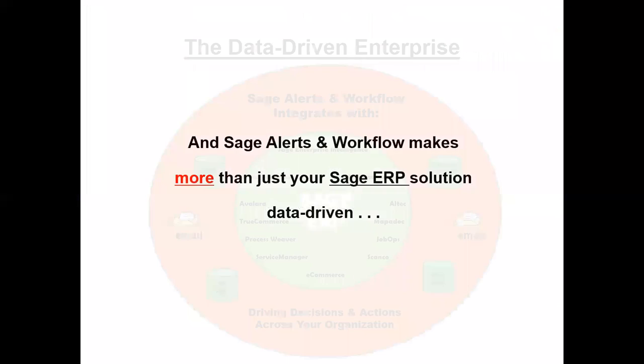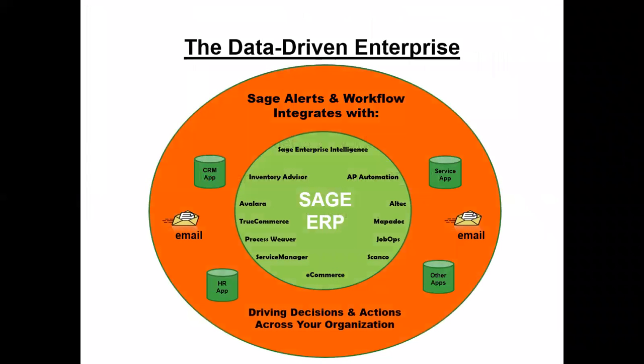So, although we have been focusing on what alerts and workflow can do with Sage 100, your ERP solution, it's really important to note that this is truly an enterprise-wide technology. So not just integrating with your ERP solution, but with your add-ons to your ERP solutions. Do you have sales tax computation software, document management software, etc.? Alerts and workflow can integrate with those applications, those solutions as well.